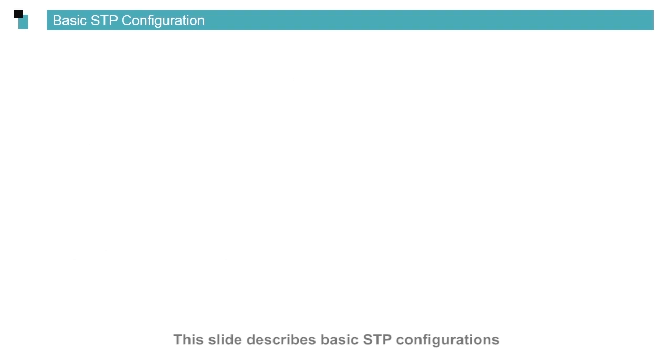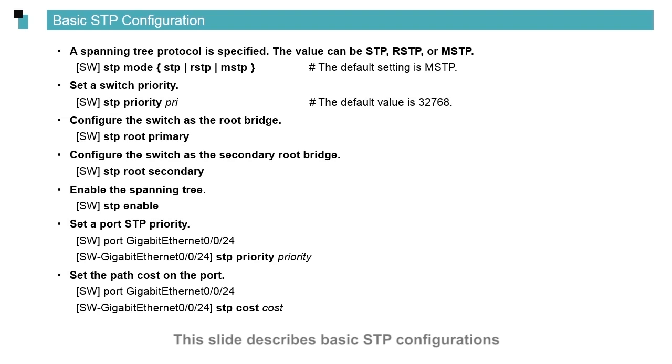This slide describes basic STP configurations. The default spanning tree type of a switch is MSTP, and the default priority is 32,768.